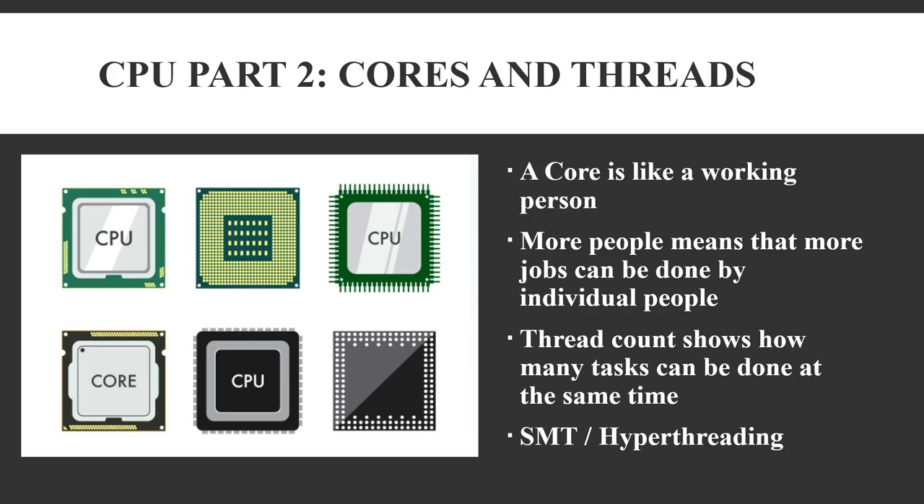Now, there are exceptions to this rule. There are versions of SMT, very few, where it isn't just as simple as doubling the core count. But for our purposes in this club, I want you guys to usually think that it's doubling the core count. Once again, very few exceptions. They do exist, but for the most part, it's just doubling. So if you have 4 cores with hyperthreading, that would usually mean you have 4 cores and 8 threads.